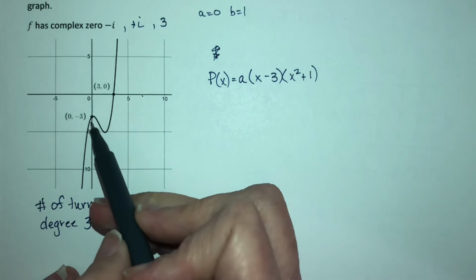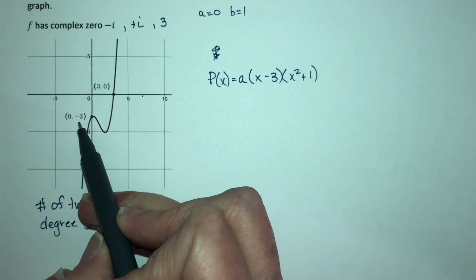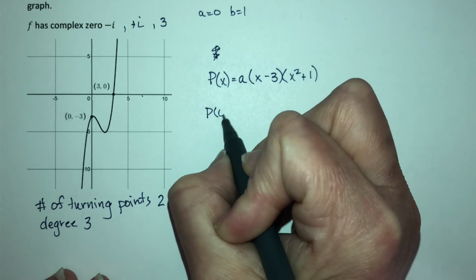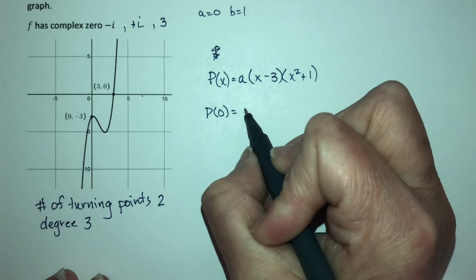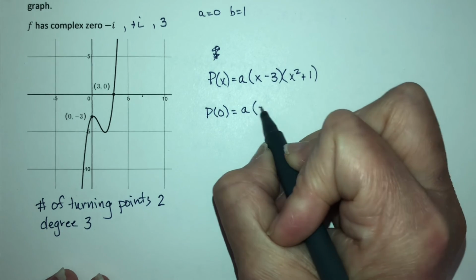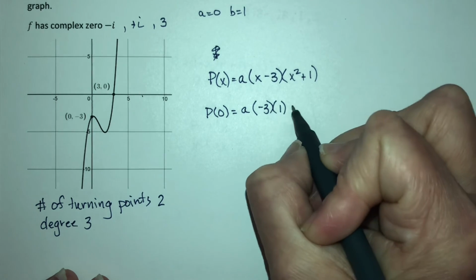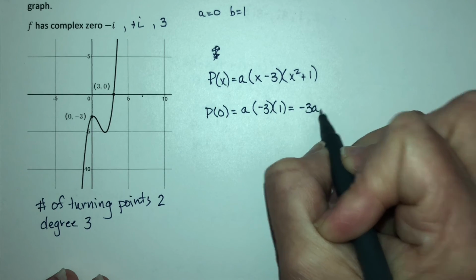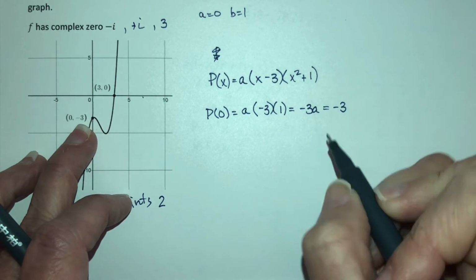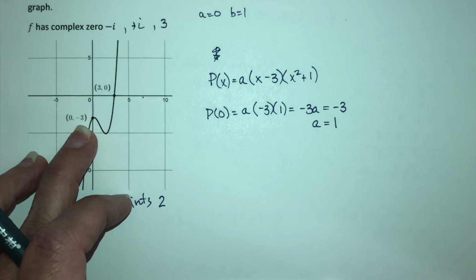Now, what else I know is that if I plug in 0 for x, I get negative 3. So let's find p of 0. That gives me a times 0 minus 3 times 0 squared plus 1, which is 1, which is negative 3a. And I know that needs to give me negative 3 as a solution. So my a value has to be positive 1.